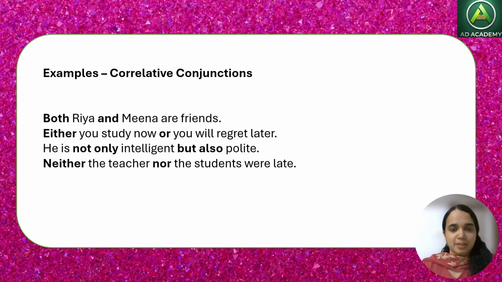The verb agrees with the second subject. He is not only intelligent but also polite. Neither the teacher nor the students were late. Here also you can check this parallelism. There are no other hindering phrases in between the pairs of correlative conjunctions. Not only intelligent but also polite. Here both adjectives come in parallel.